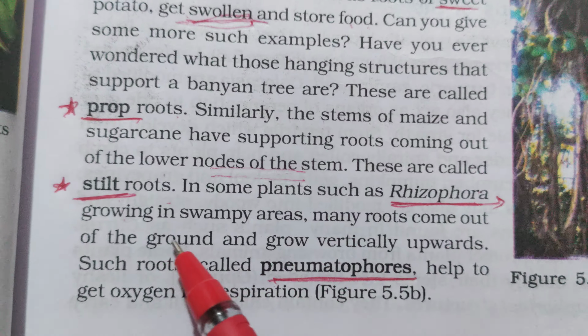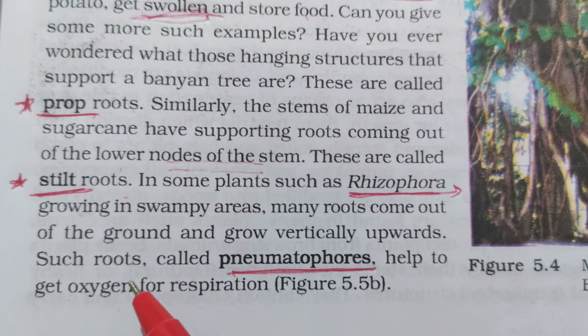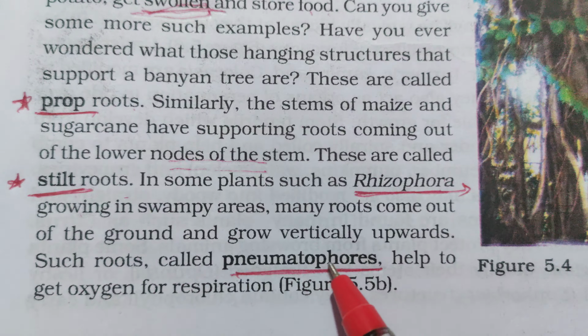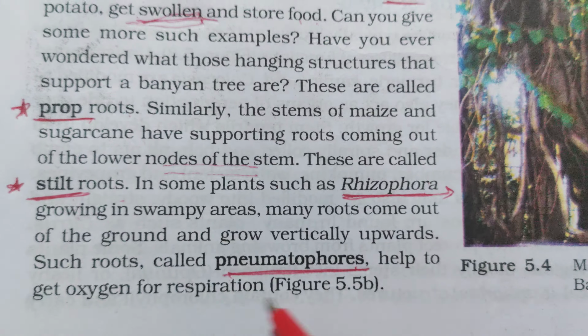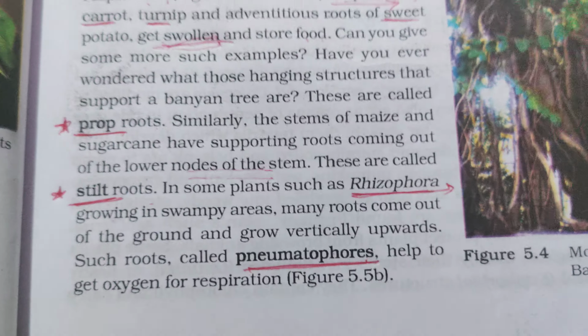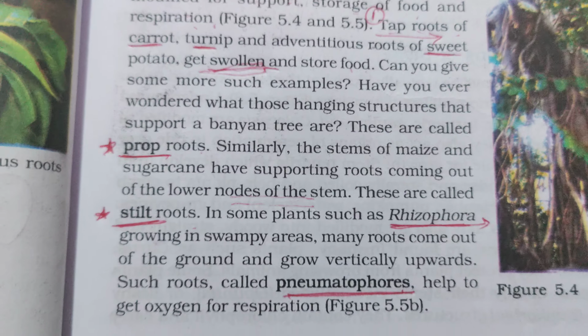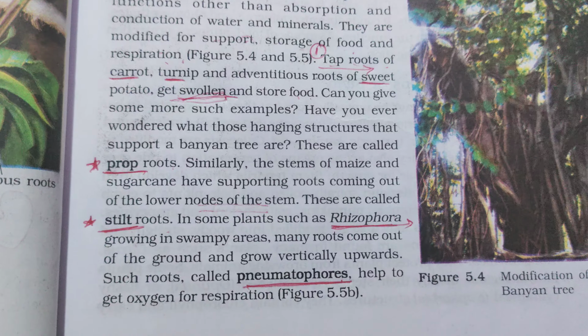Many roots come out of the ground and grow vertically in an upward direction. Such roots are called pneumatophores. They help to get oxygen for respiration. So here the concept about the root is over.